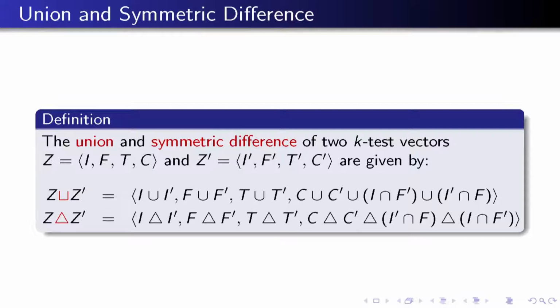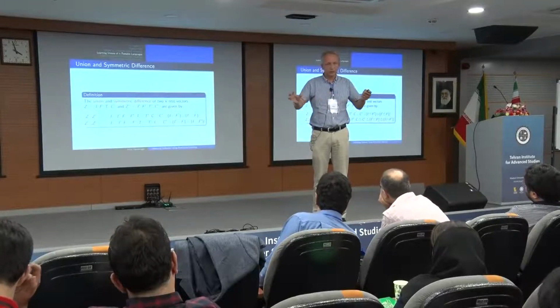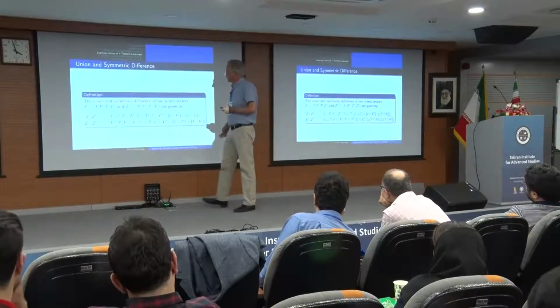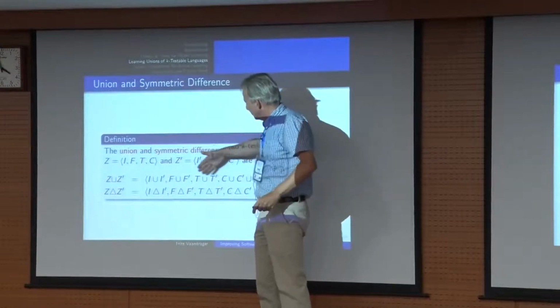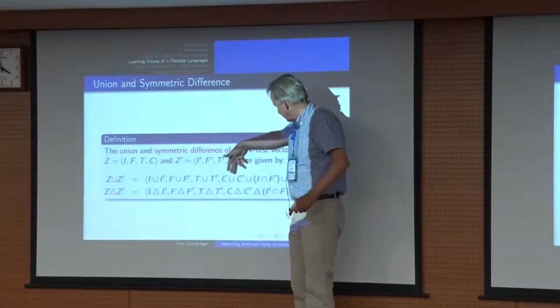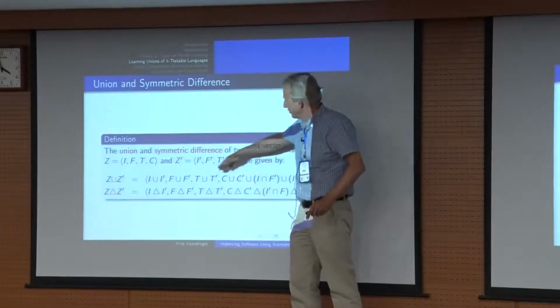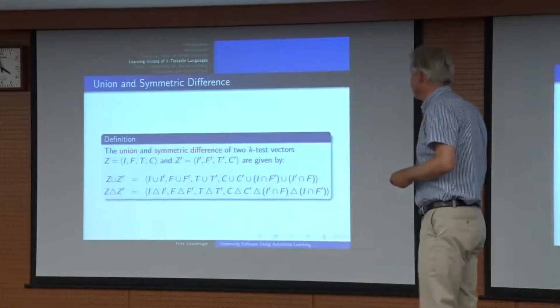Okay, now we want to move to unions of these languages, because we don't want to learn a single k-testable language. We want to learn sort of a union of simple patterns. So, given two test vectors, of course, you can take their union. Basically, you take the union of the initial fragments, final fragments, segments, and then you have to be a bit careful with the short sequences. That is sort of a technical detail. But basically, you take the union. And similarly, you can take the symmetric difference of two test vectors.